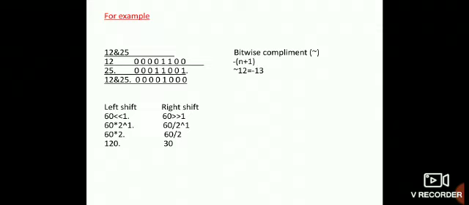So the next example is bitwise complement, that is negation. So the value will be minus n plus 1. So if we write bitwise complement 12, it will give us answer minus 13. Now let's have a look on left shift operator. We have taken an example of 60 left shift 1. That means 60 into 2 to the power 1, that is equals to 60 into 2, that is equals to 120. And for right shift, we have written 60 right shift 1, which gives us 60 divided by 2 to the power 1, that is equals to 60 divided by 2 equals to 30.